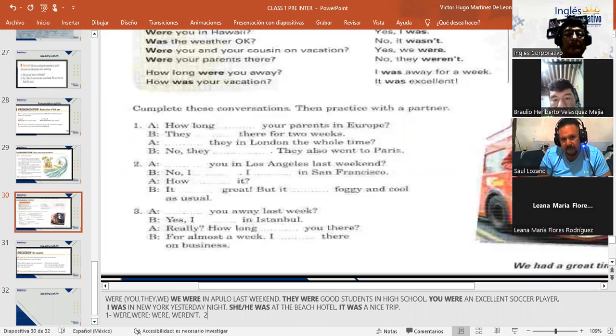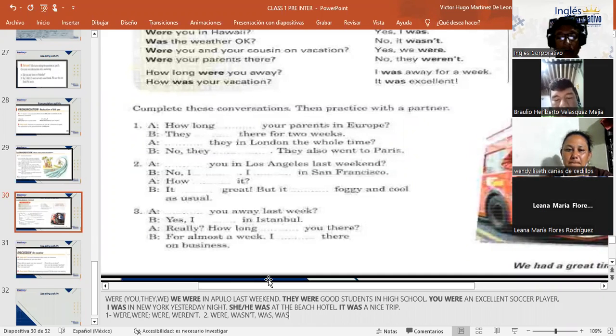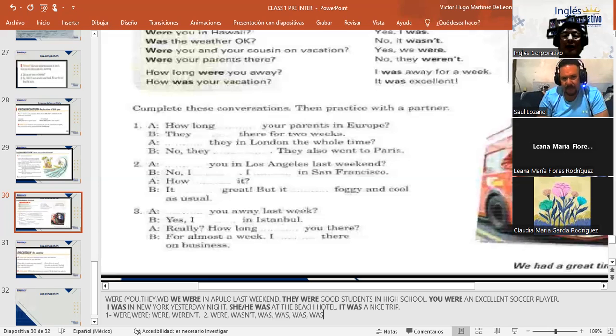Number two. Were you in Los Angeles last weekend? No, I wasn't. I was in San Francisco. How was it? It was great. But it was foggy and cool, as usual.